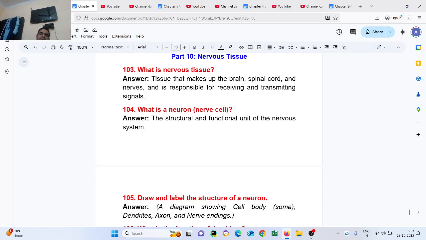Question number 104. What is a neuron? The structural and functional unit of the nervous system.